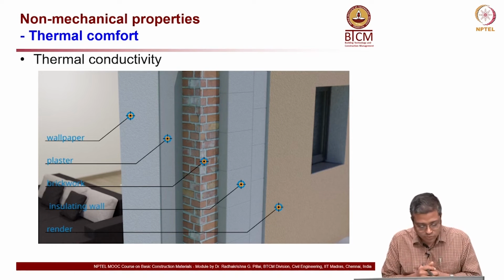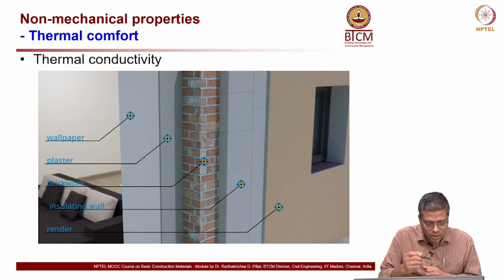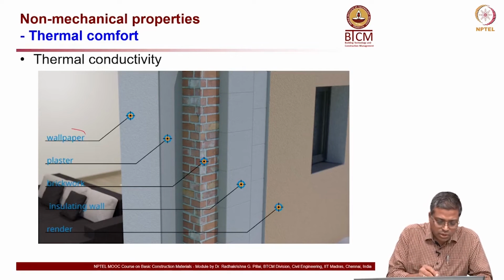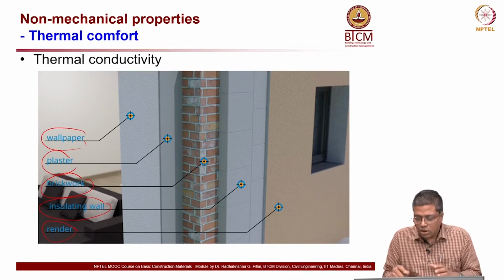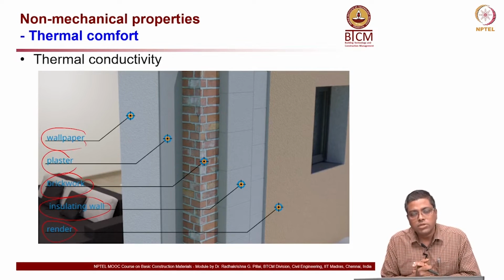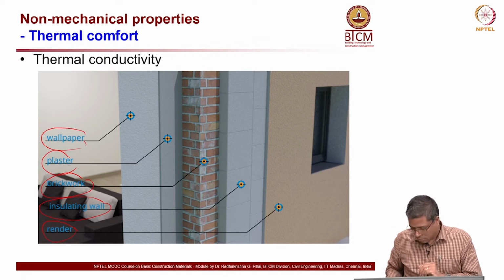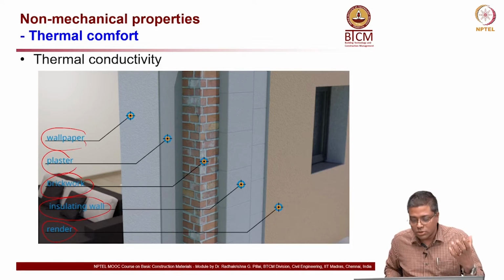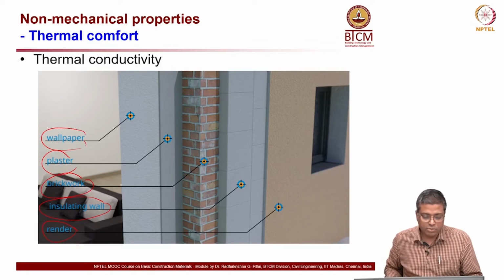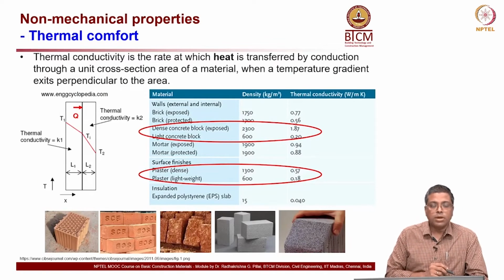So, here is an example photograph from the internet which shows various elements: wallpaper, plaster, brickwork, insulating wall, rendering. These are different components of a wall, and they all can play a role in making the house or the building thermally comfortable. Yeah, now look here at the thermal comfort.